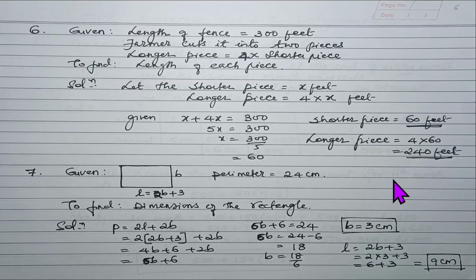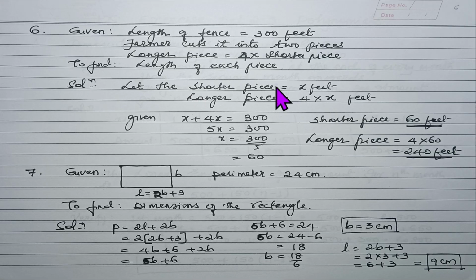Now coming to the next very important example, it is again a statement example. The length of a fence is given as 300 feet. The farmer cuts this fence into 2 pieces. The longer piece is 4 times the shorter piece. That means we do not know both the lengths here. The shorter piece is not known and the longer piece is also not known, but we have been told that the longer piece is 4 times the shorter piece.